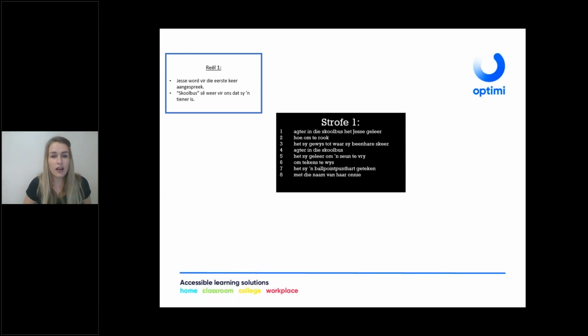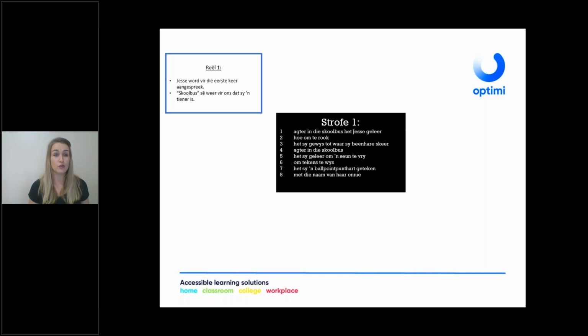Strofe 1. Agter in die skoolbus het Jessie geleer hoe om te rook. Het sy gewys tot waar sy beenhare skeer. Agter in die skoolbus het sy geleer om 'n seun te vry, om tekens te wys. Het sy 'n ballpoint punt hart geteken met die naam van haar onnie.